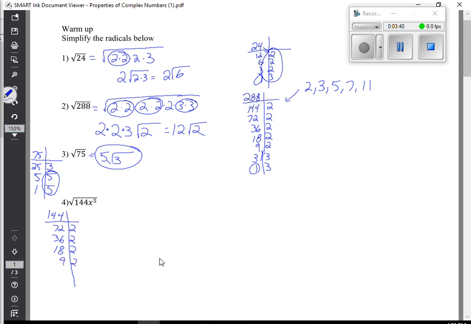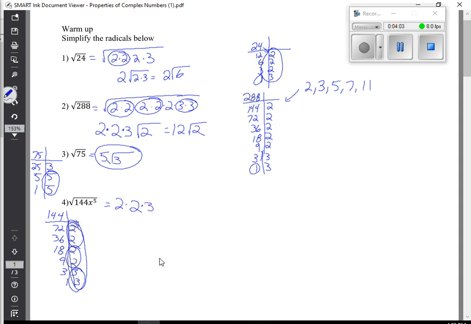So then I go to 3. 9 divided by 3 is 3. 3 divided by 3 is 1. So this is what I'm left with. So I take my doubles out. I have 2 2's, so I take a 2 out. I have these 2 here. I take another 2 out. I have these 3's here, so I have a 3 out.